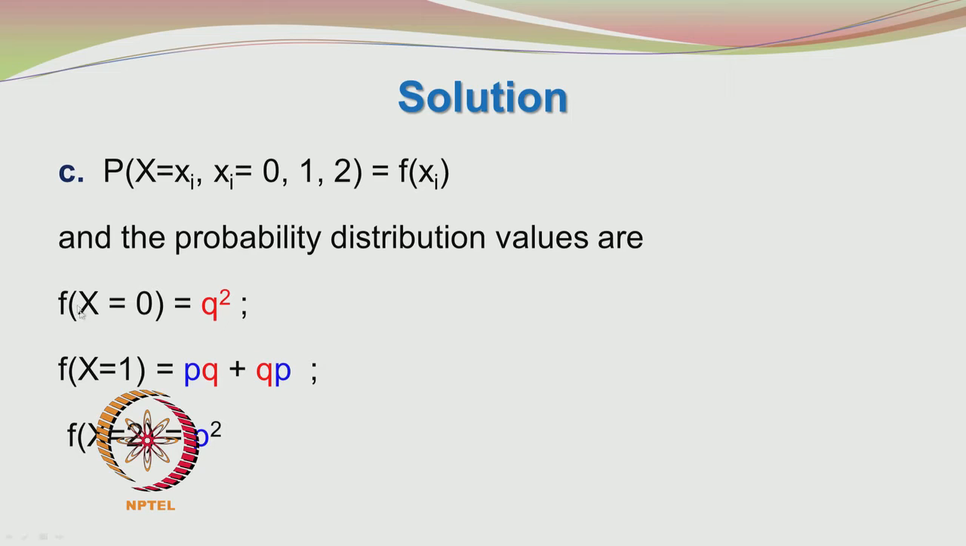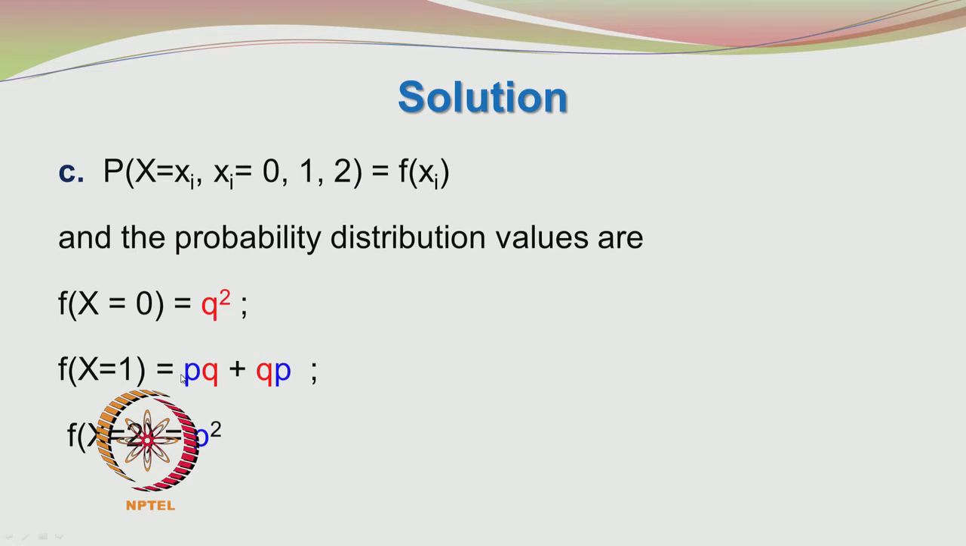So, the probability of the random variable taking 0, that means no blue balls have been picked, then both the balls which have been picked are red in color, and the probability of that happening is q squared. Similarly, for f of x equal to 1, the first ball picked was blue and the second ball picked was red, so the probability would be pq, or the first ball picked was red and the second ball picked was blue, so the probability would be qp. pq plus qp will be 2pq. The probability of picking up 2 blue balls is equal to p squared.